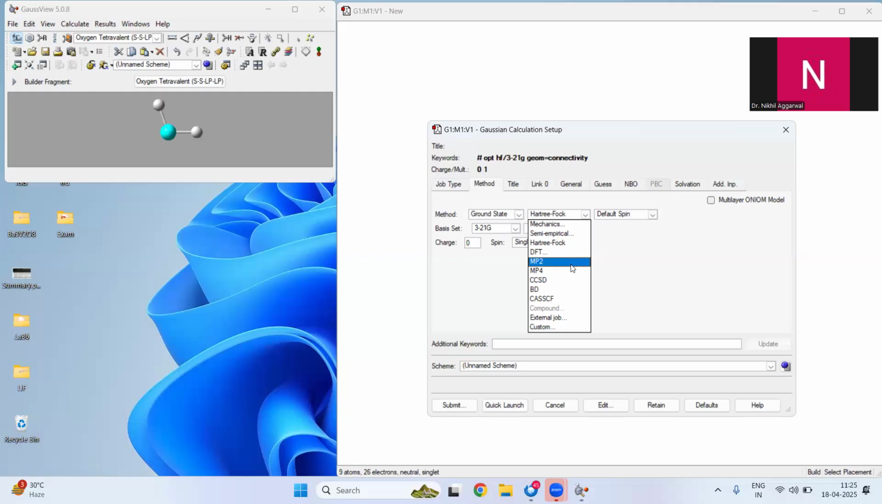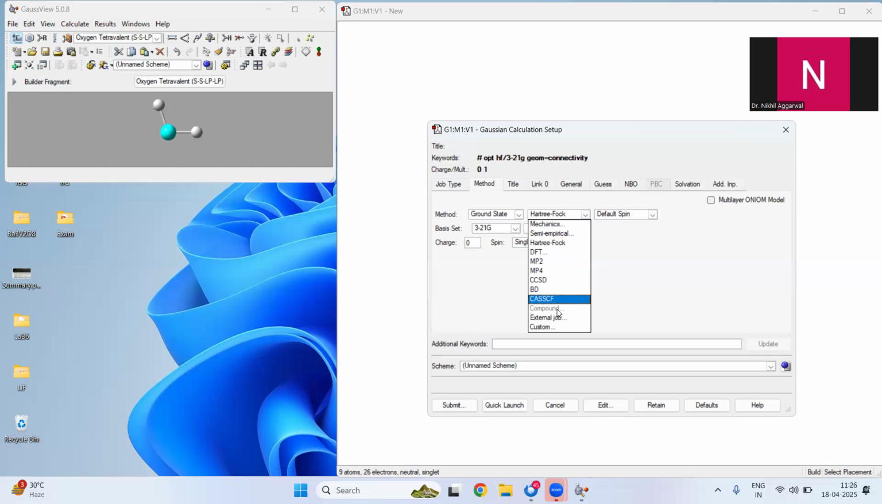MP2 stands for Møller-Plesset, the two persons who conceptualized the calculation. Then CCSD, coupled cluster calculation. As we are going down in the list, the approximations used in the solution of the Schrodinger equation increase. You need to remember this. As we are going down in the list, approximation increases.